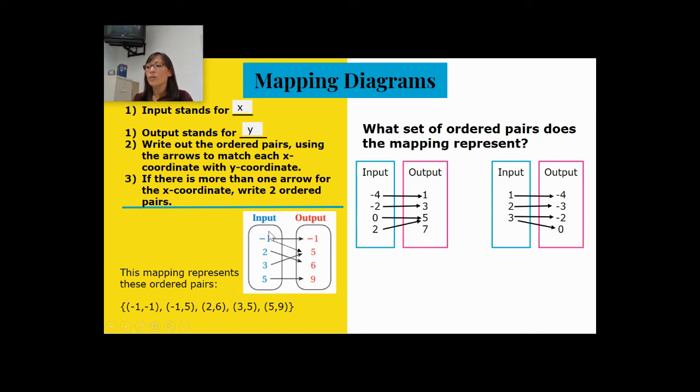And that's how I get -1, -1. This arrow is still pointing from -1, but now it's pointing to 5. So that's another ordered pair. And then we have 2, 6, 3, 5, and 5, 9.